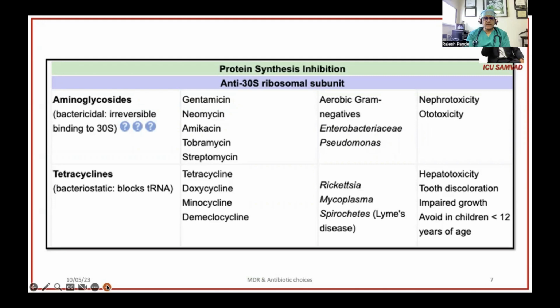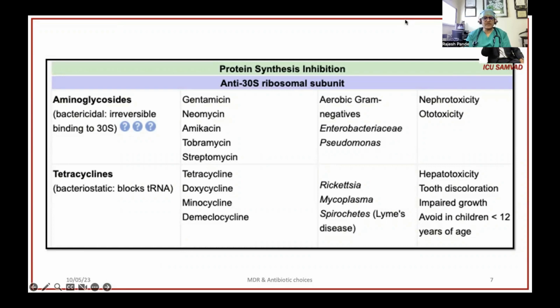Then aminoglycosides, which are anti-30S ribosomal antibiotics, and they are bactericidal. So they cover the gram-negative aerobic bacteria, Enterobacterales, Pseudomonas, complications being nephrotoxicity and ototoxicity. Tetracyclines are bacteriostatic. So please remember this.